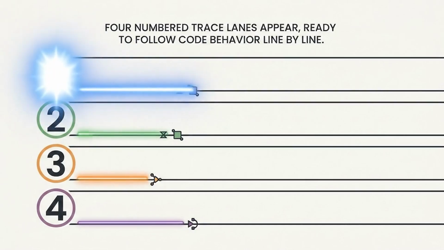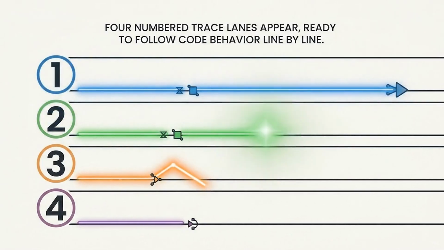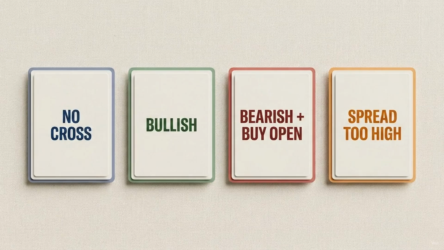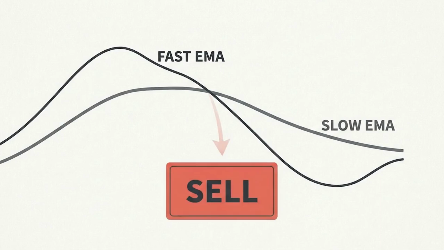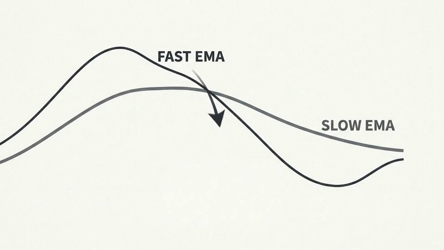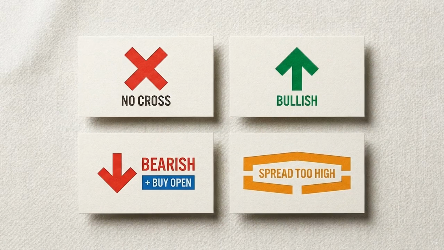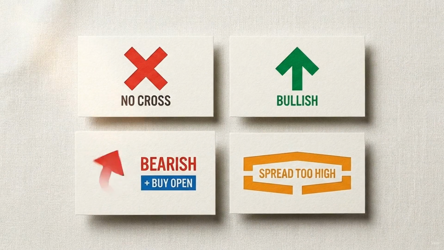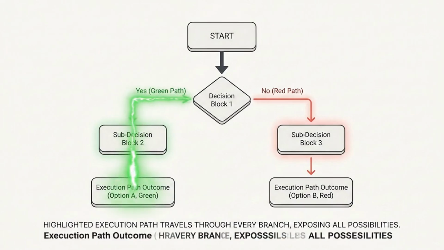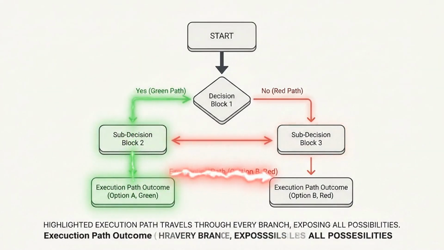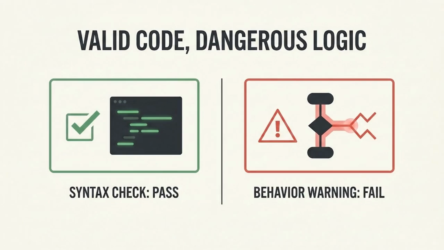Then I ask it to trace 4 specific situations, line by line: no crossover, a valid bullish crossover, a valid bearish crossover while a buy position already exists, and a spread above the allowed maximum. This forces the code to explain its path instead of merely describing its intention.